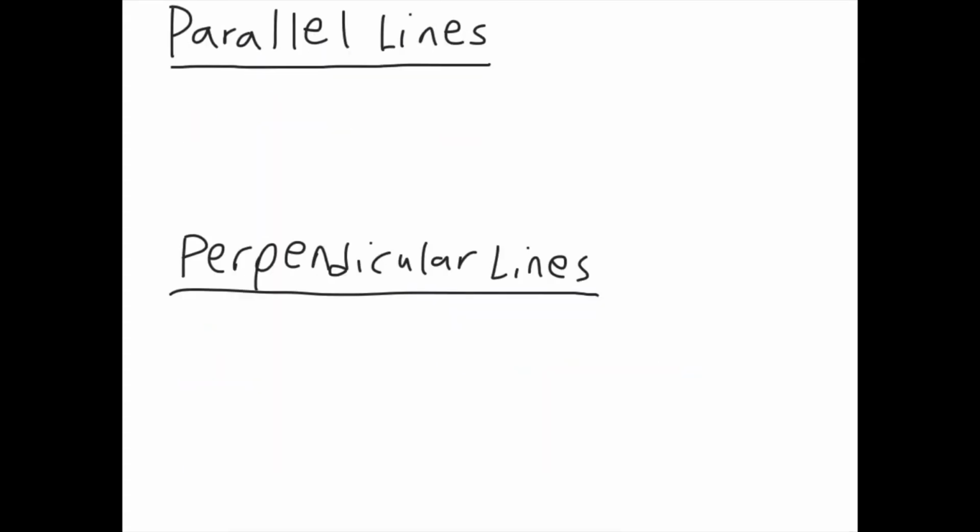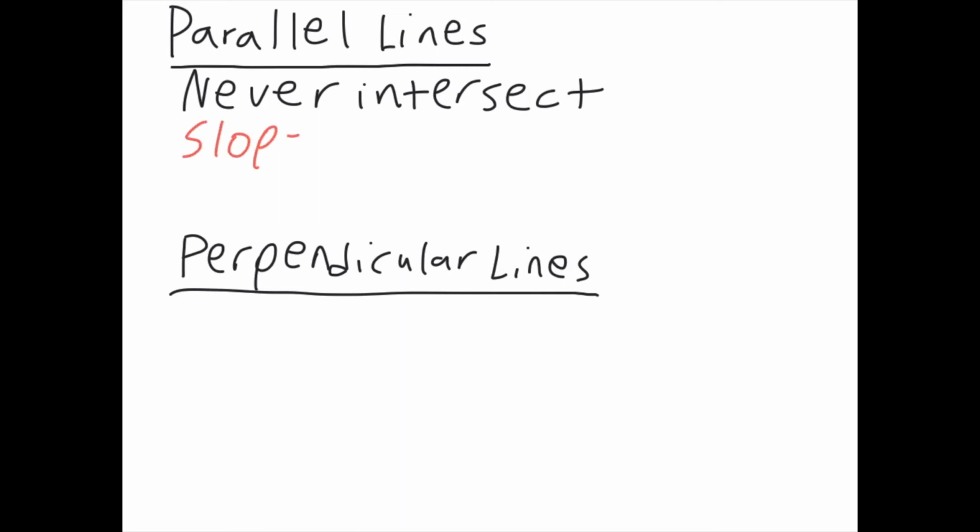Alright, first we're going to talk about what parallel and perpendicular lines are. Parallel lines never intersect. They go in the same direction forever, and they never touch each other. Now, the main thing we're looking at in this section is the slopes. The slopes of parallel lines are equal. They're the same.